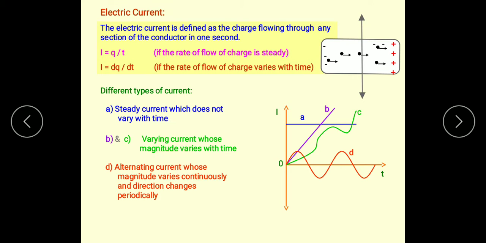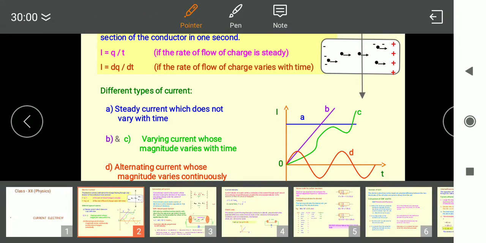The varying currents are those currents whose magnitude varies with time. So here curve B and curve C are showing the varying current in the graph. In curve B, the value of current at time t equal to 0 is 0, but after some time its value goes on increasing. So its value is not fixed. So this is not the steady current, this is the varying current, shown by the graph B and C. Now the third one is alternating current.